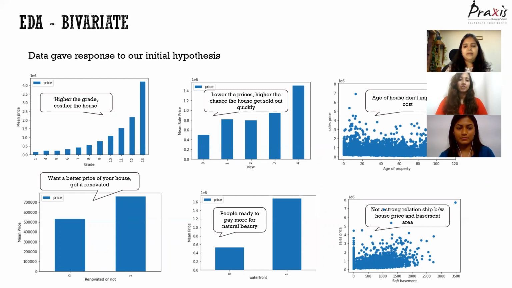In the chart to the left, we are trying to compare the waterfront with price, and we observe that people are willing to pay more for natural beauty. And in the last one, we compare the year renovated with the price. And we notice that as the house is renovated, a higher price is charged for it to be sold.